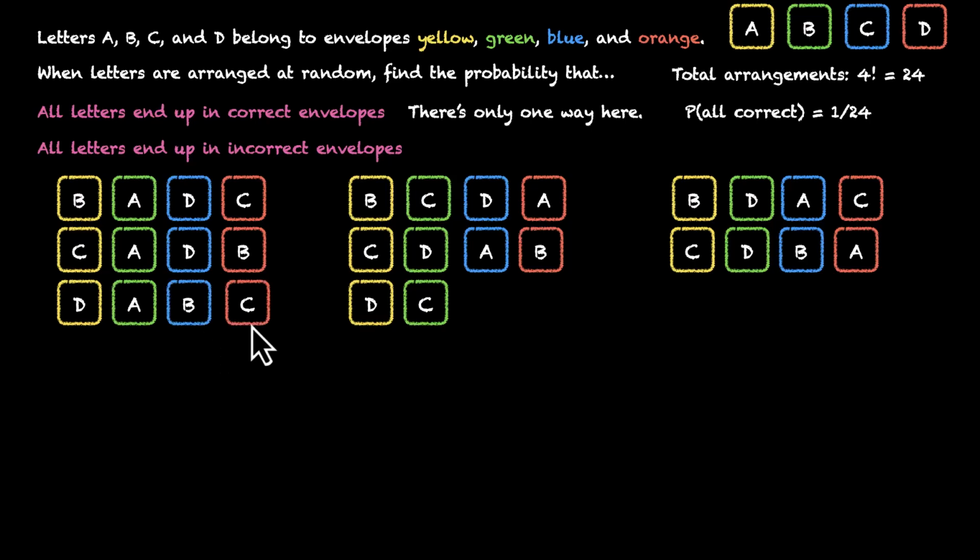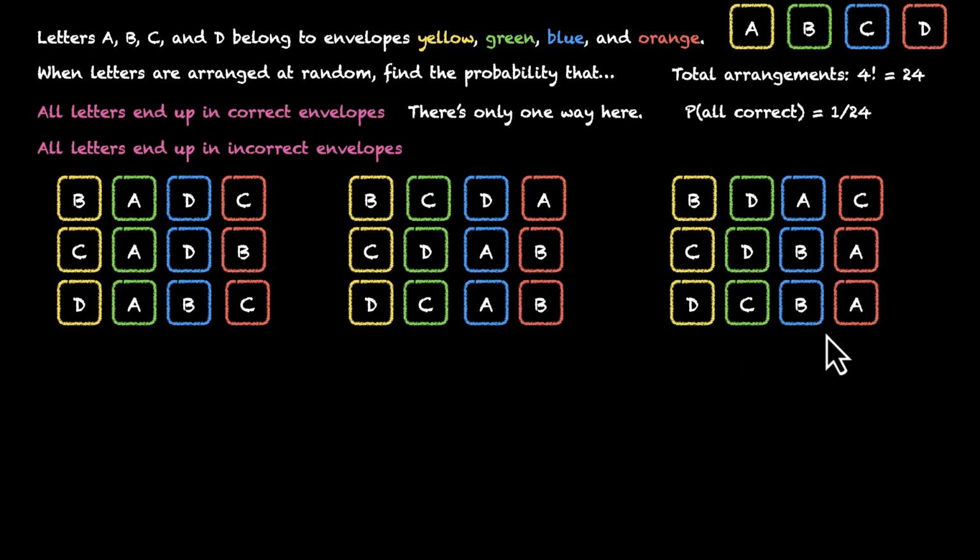Fourth one becomes C. In this case, if we have D and C, we're left with A and B. They can take any of these places. We can have DCAB or DCBA. So we have these 9 possible arrangements. There are 9 ways to have all letters in incorrect envelopes. The probability here, that's going to be 9 by 24, that's 3 by 8.